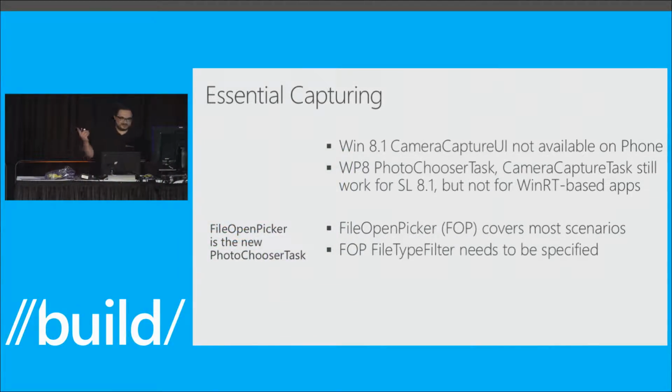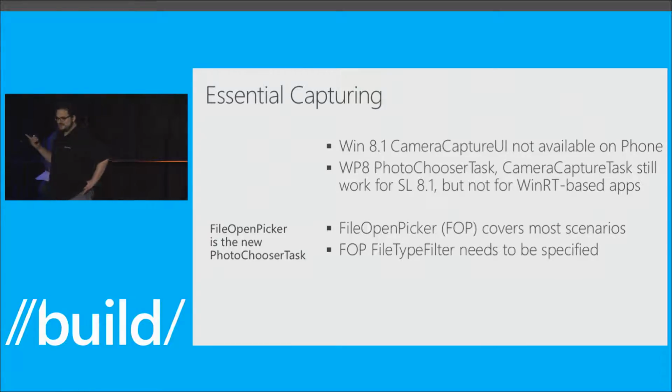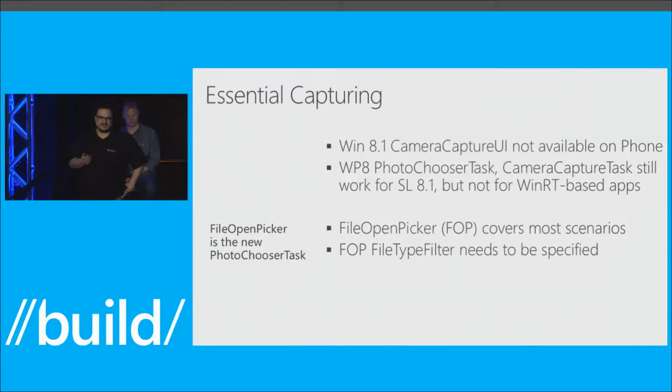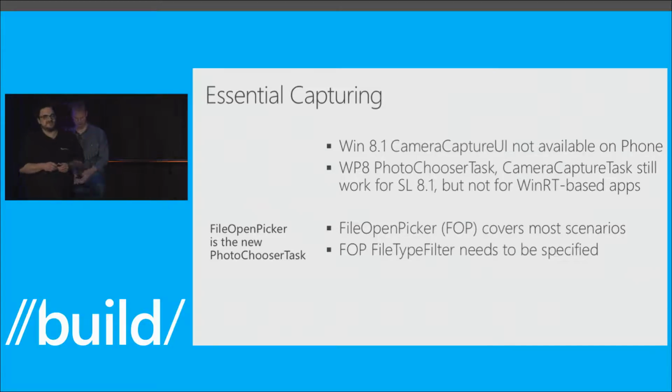So, essential capturing is actually about picking, right? And if you have done Windows development, you might know the Camera Capture UI and have used it. But that is not available on Windows Phone 8.1. The good thing is, if you're doing Windows Phone 8.1 Silverlight development, you can still use the task. You can still use the camera capture task and the photo chooser task, but not for WinRT-based phone apps.